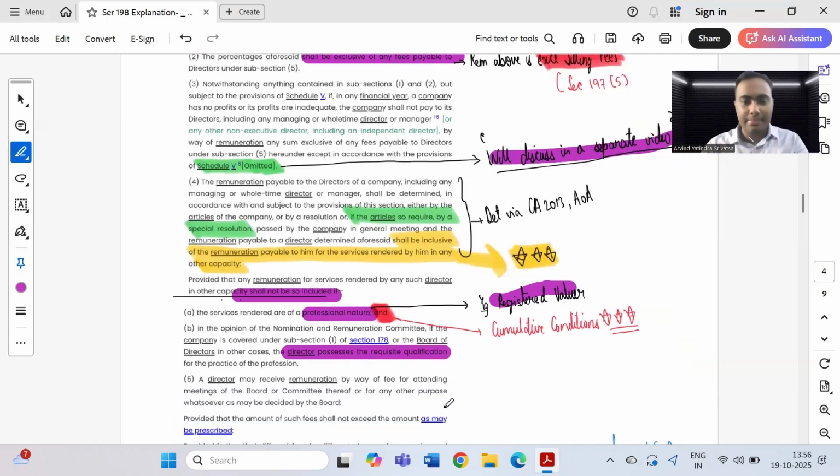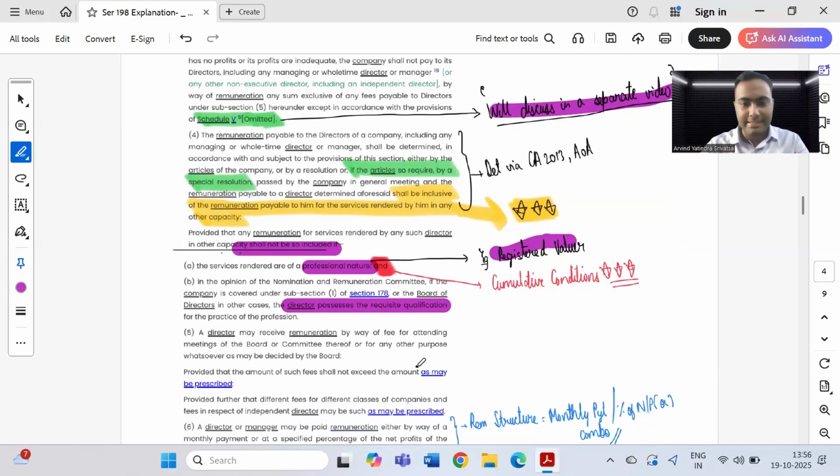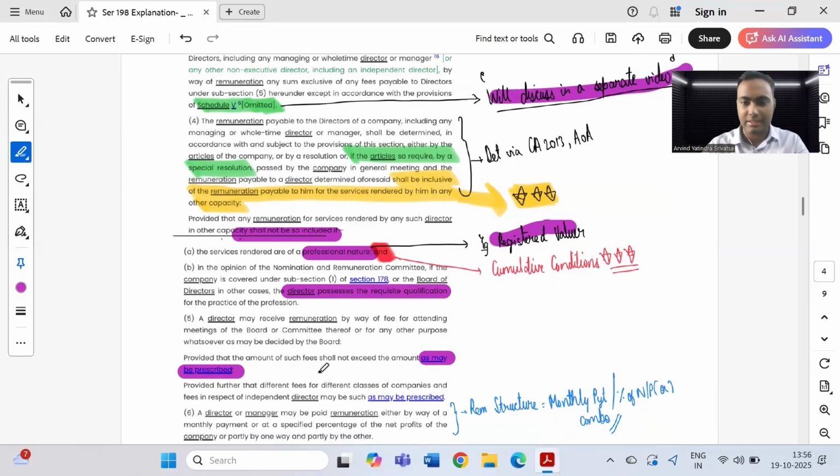Next, a director may receive remuneration by way of fee for attending the meetings of the board or committee thereof, or for any other purpose whatsoever as may be decided by the board. This is what we refer to as sitting fees. For sitting fees also, there are rules in relation to the maximum limit, which we will discuss later on again. Next, provided that the amount of fees shall not exceed the amount as may be prescribed. Yes, this is what I was referring to, which we will discuss just a few minutes down the line.